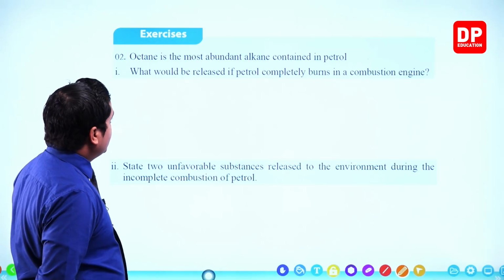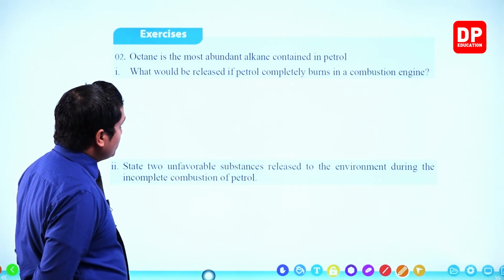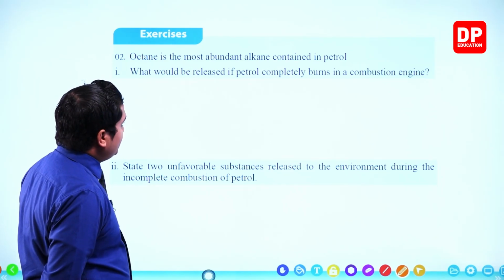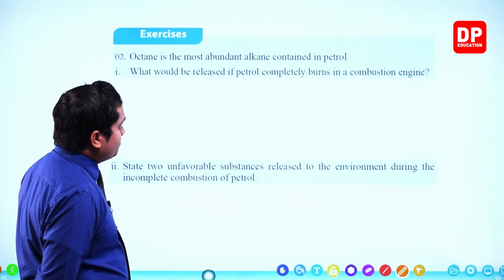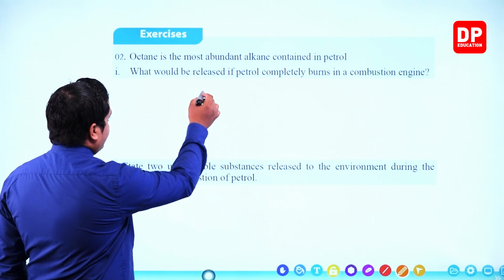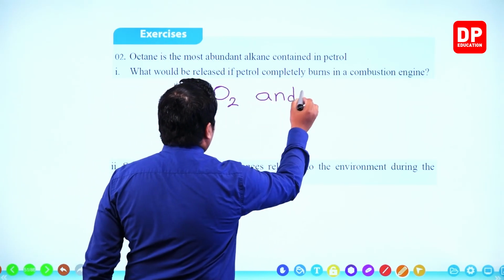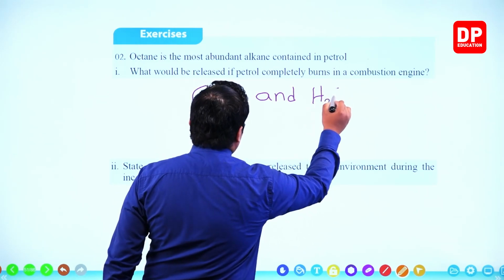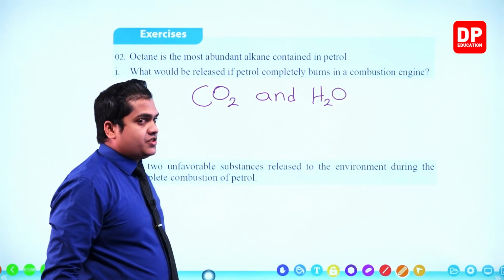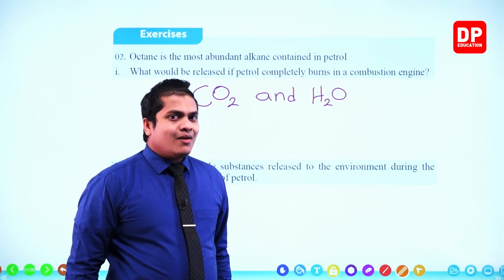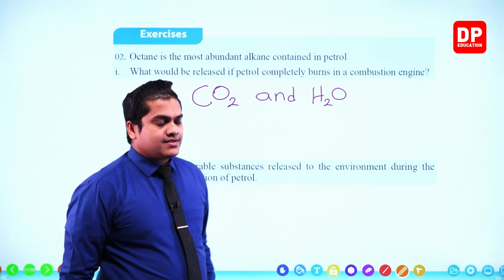Octane is the most abundant alkane contained in petrol. What would be released if petrol completely burns in the combustion engine? Very simple, my dear children, CO2 and H2O. If complete combustion occurs, hydrogen will produce water vapor and carbon will produce carbon dioxide gas.